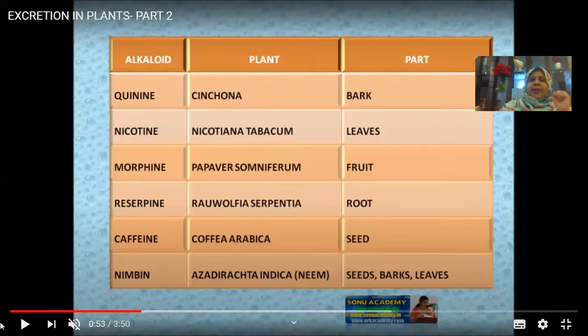So quinine is a medicine that is used to treat malaria. Malaria is treated by quinine. So this is one of the alkaloids that we are getting from plants. And nicotine is produced from leaves, and it has come from Nicotiana tabacum.